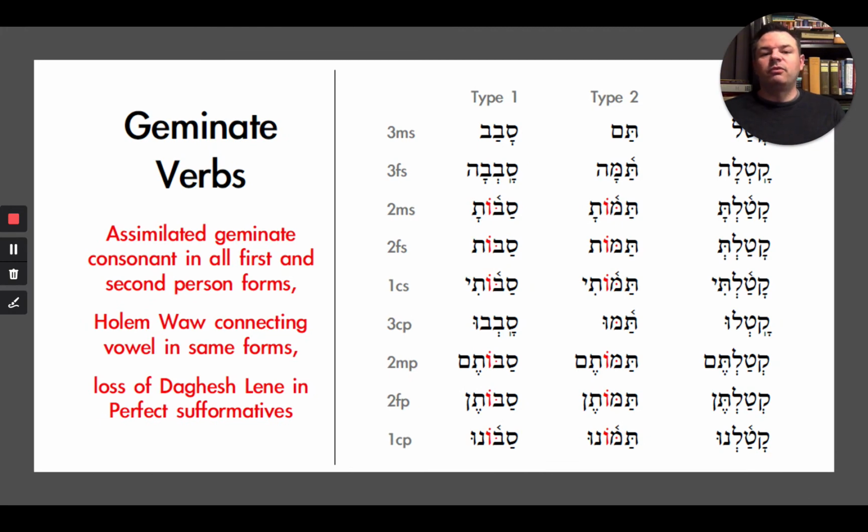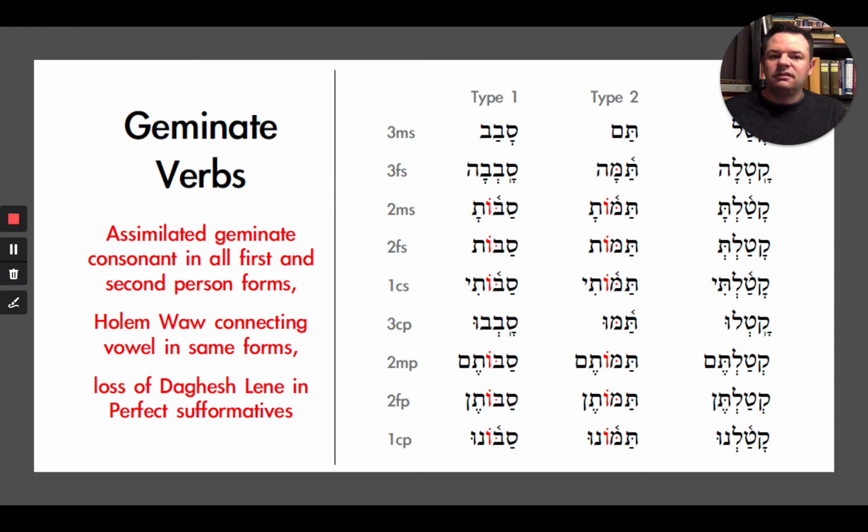Other types of verbs, we've already talked about geminate verbs. So you see that holam wow vowel letter there in the 2MS, 2FS, 1CS, 2MP, 2FP, and 1CP. So you see that happening. And so one type is going to take that, and then the other type is going to basically do the exact same thing, where it's going to add that holam wow. And then you've also got the dagesh there in that radical, that middle radical, so to speak.